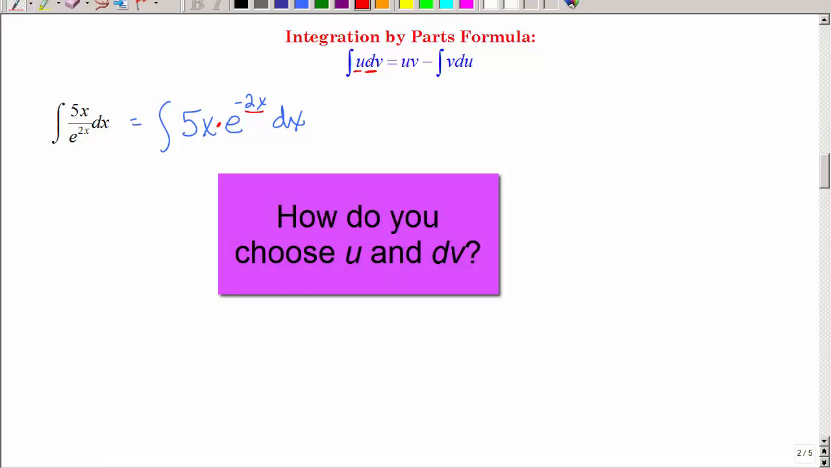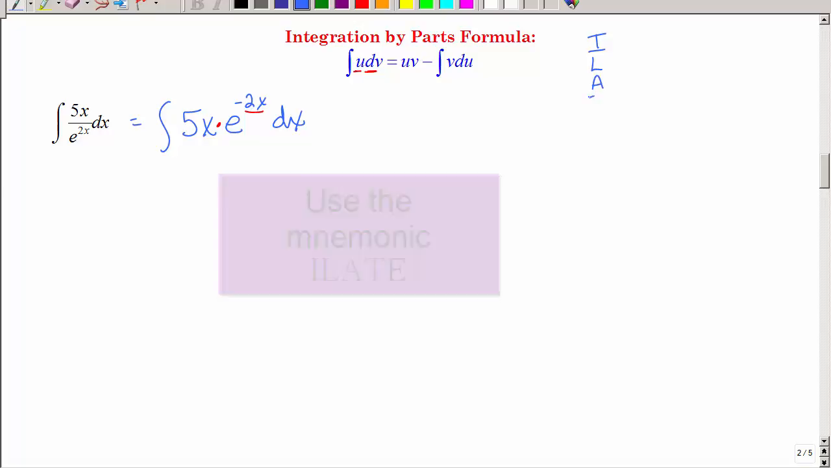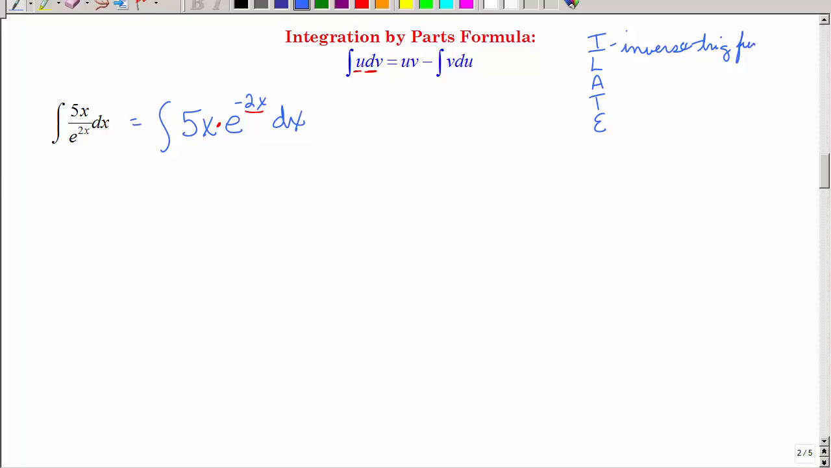Well, sometimes it doesn't matter, but there's a mnemonic that might help you remember or at least help guide you into a better choice. And that mnemonic is ILATE. I did not make this up. I got this from other students. And so I will stand for inverse trig functions. That's what you look for first.